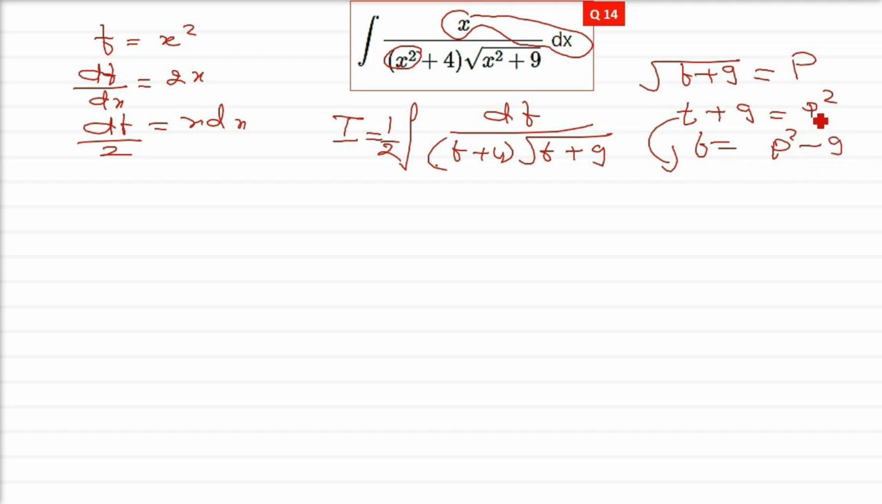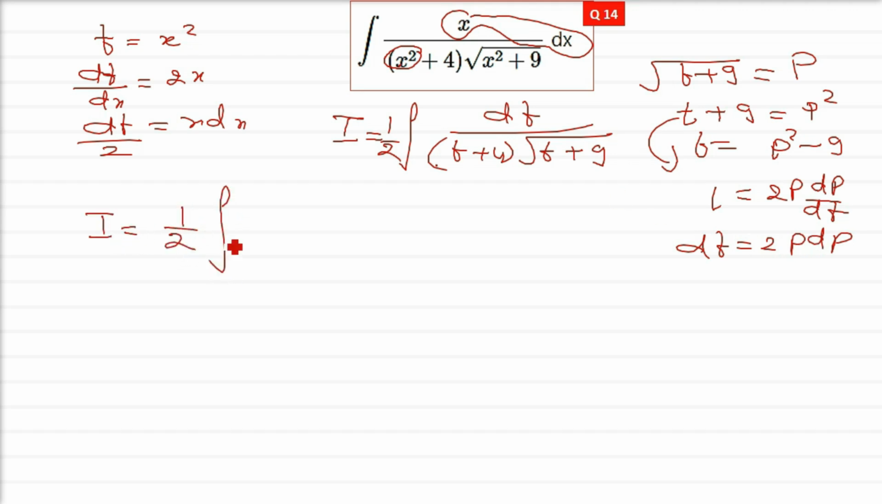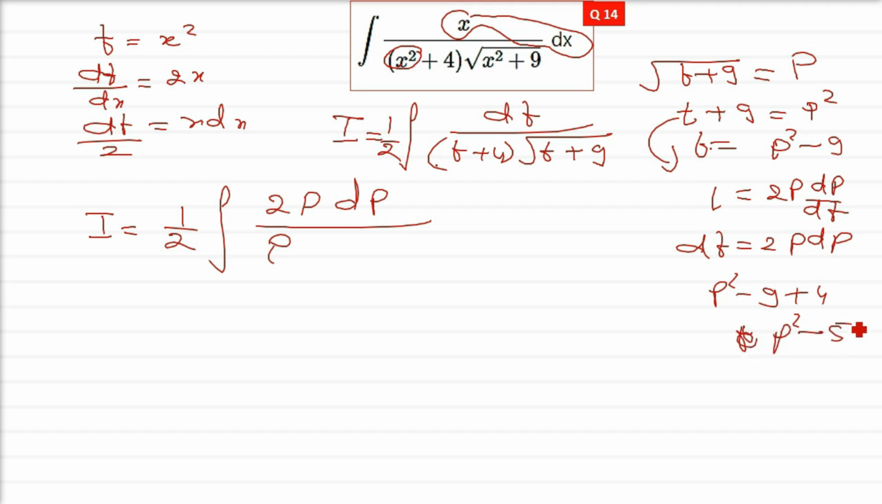Let's differentiate it now, because remember we need dt. So we have to differentiate with respect to t. So left is 1, 2p dp by dt on the right. So dt will be equal to 2p dp. So this integration will become 1 by 2, integration of 2p dp. This whole under root t plus 9 was taken as p. T plus 4, I told you t is p² minus 9. Just add a 4 so that you get t plus 4. So p² minus 5 will come.